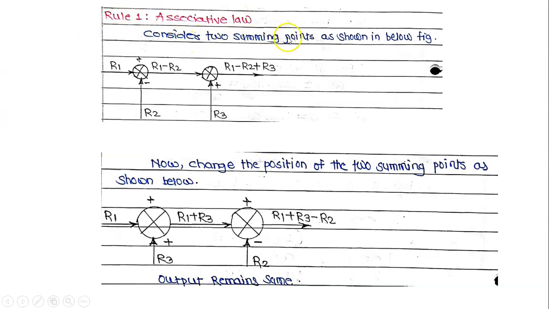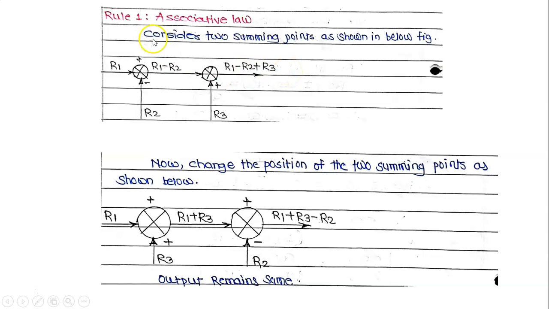Consider two summing points as shown in the figure. At the first summing point, positive signal R1 is there, negative signal minus R2 is there. Therefore, from this summing point, the resultant signal is R1 minus R2. It is fed to the second summing point. At the second summing point, again two signals are there: this R1 minus R2 as the first signal and plus R3 as the second signal. Therefore, the output from the second summing point is R1 minus R2 plus R3.